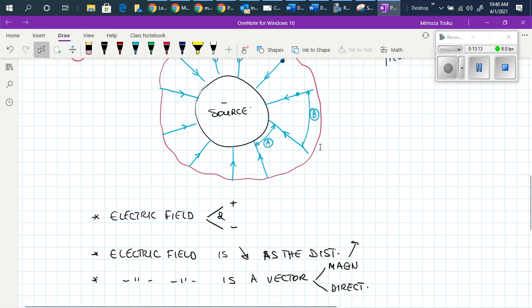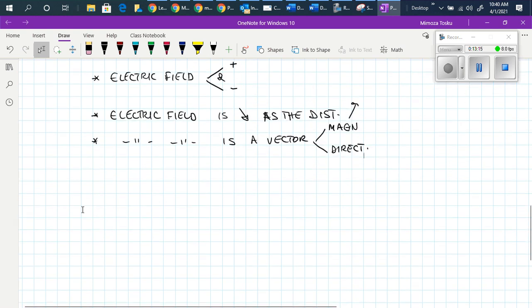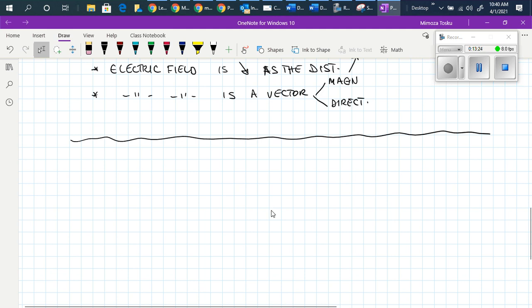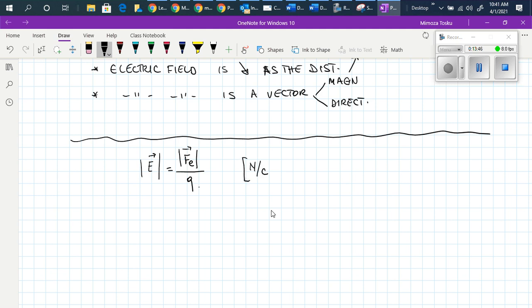Okay, now how do we calculate it? What is the formula? This is logic now. We need some formula. Now, the formula to calculate the magnitude of the electric field is the magnitude of the electric force over the charge. The units that we use for the electric field strength are newtons per coulomb, because force is in newtons and charge is in coulombs.